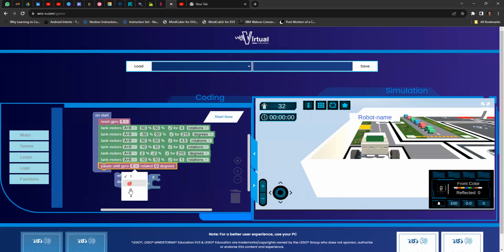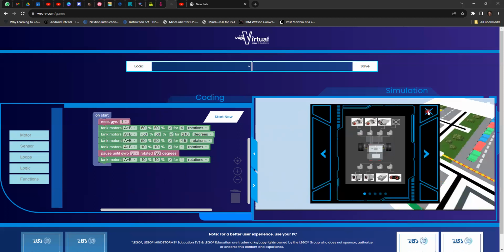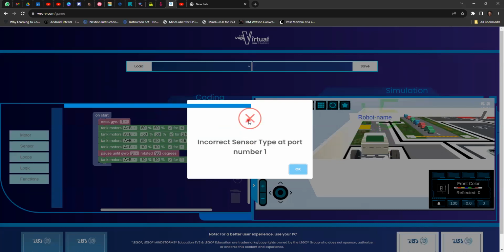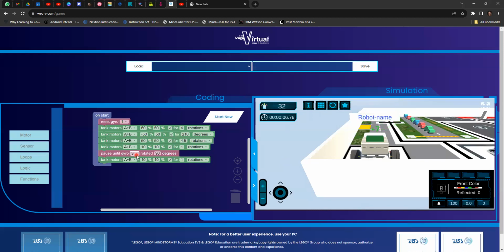So let me try this one. And it says pause until it rotated like 90 degrees. Let's try and see the effect of this one. But teacher, at 90 degrees, it means it will go to the right, not to the left. If it wants to go left, negative 90 degrees. See, it says incorrect sensor type at port number 1.